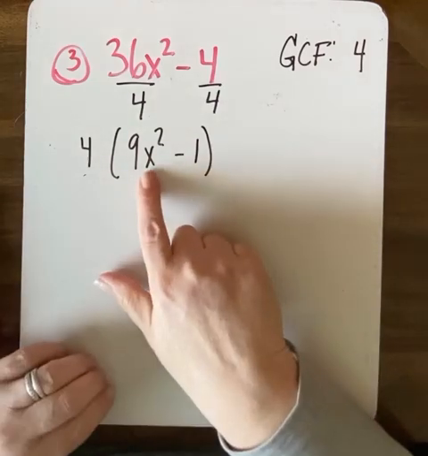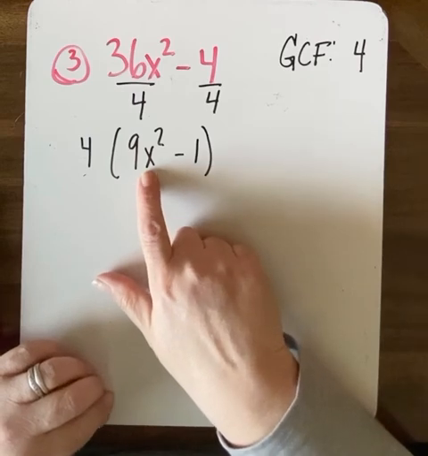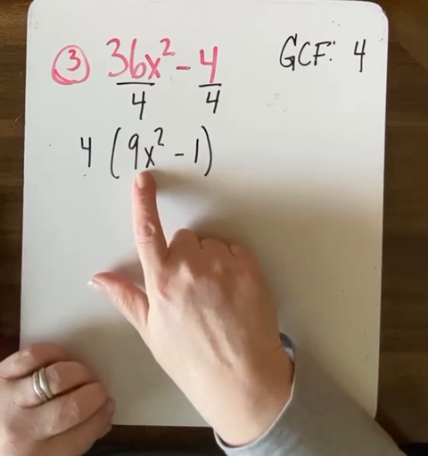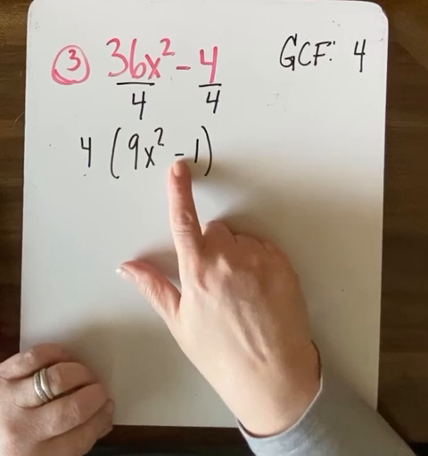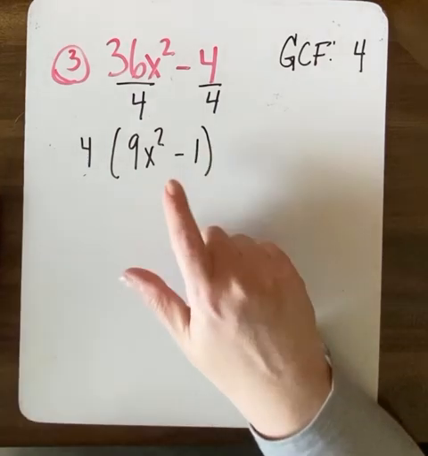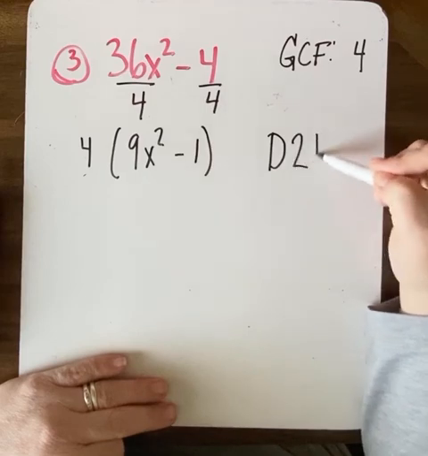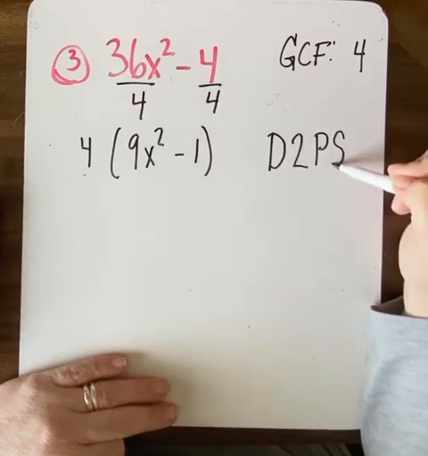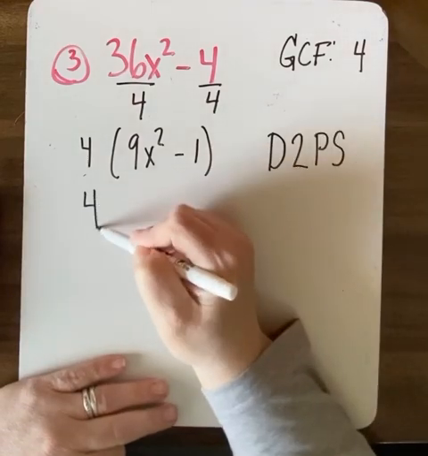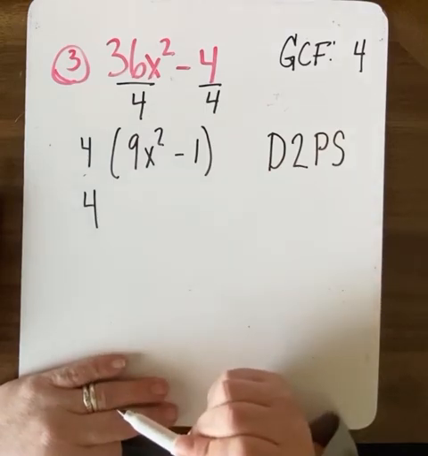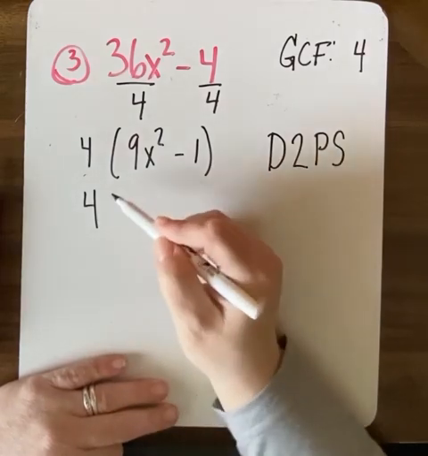Now, if I look inside here, this 2 terms, 9x squared is a perfect square. I have a minus sign and I have a perfect square here. So what pattern I see is a difference of 2 perfect squares. And so I'm going to drop down that GCF. That always shows up in my final answer.